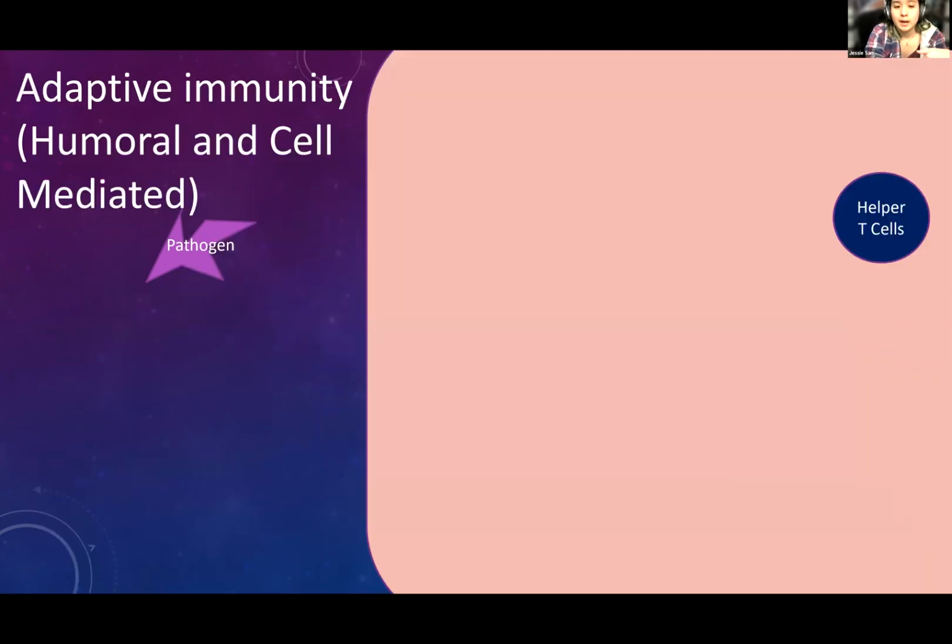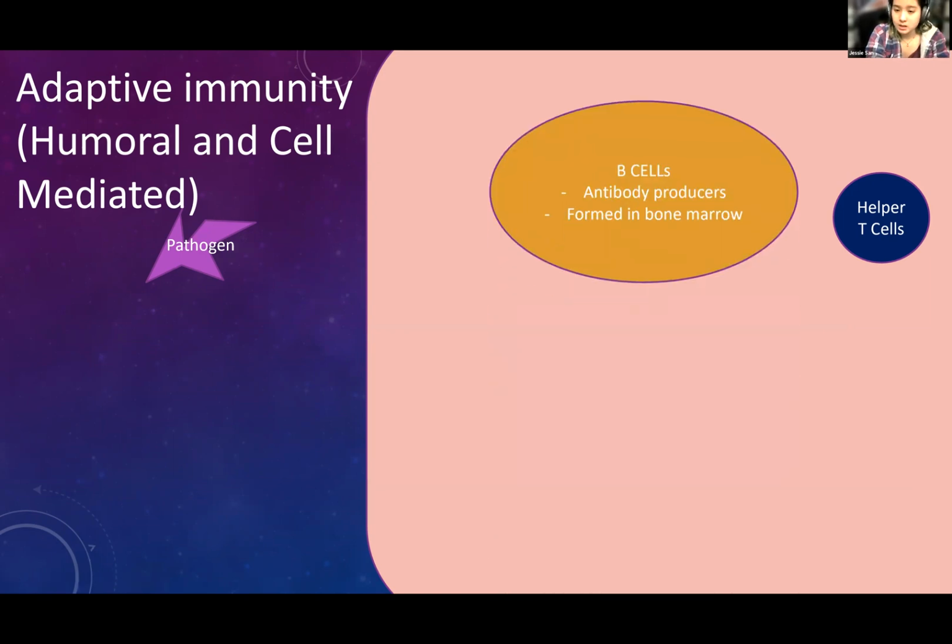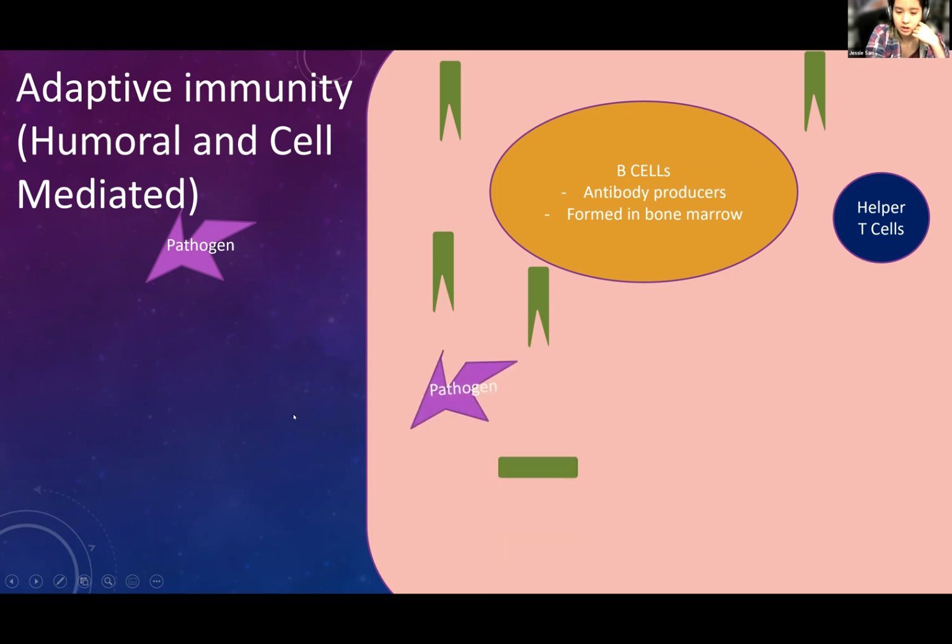Next would be the adaptive immunity, or the humoral and cell-mediated. If the pathogen is still able to get into the body, the adaptive immunity, which targets things specifically, comes in through the B cells. The B cells find this pathogen and start producing antibodies. And these antibodies, as demonstrated by this green triangle shape here, are going to attack the pathogen.